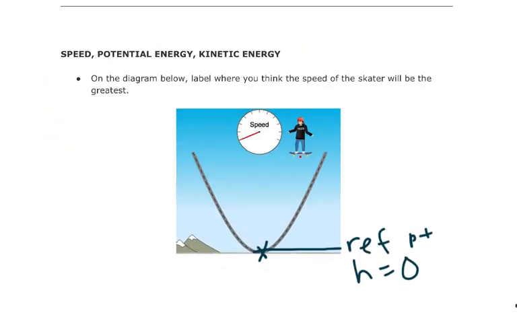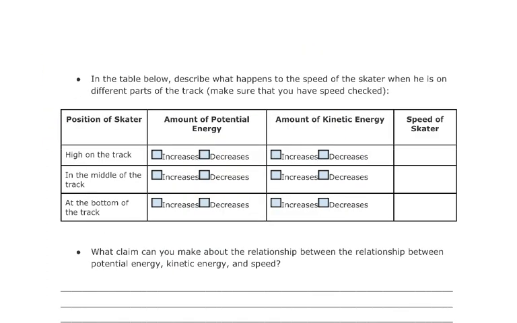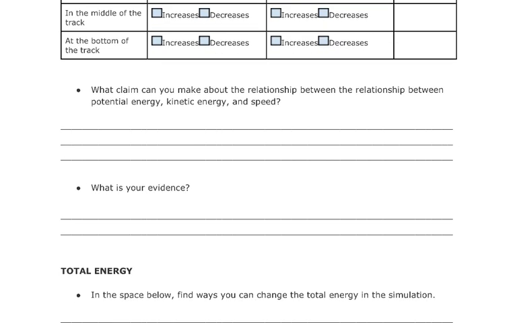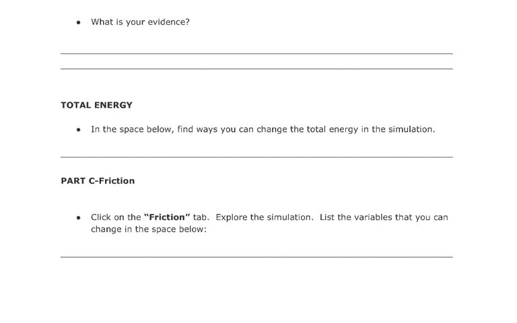Okay, so what they're asking for here is basically the same thing. We already talked about that. And then you were supposed to measure the speed of the skater, and then they wanted you to look at it. We've kind of already talked about that there. We're going to go more into detail when we talk about the types of energy in a moment. So it says, in the space below, find ways you can change the total energy in the simulation.